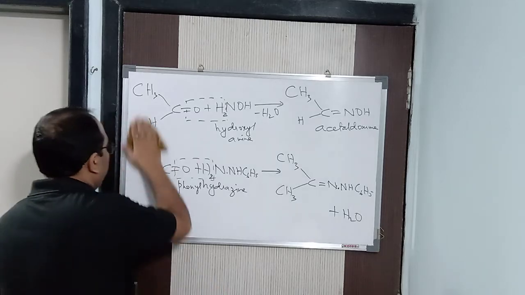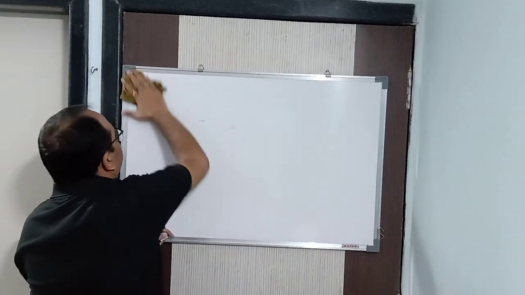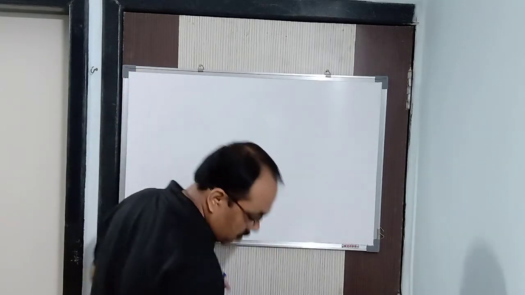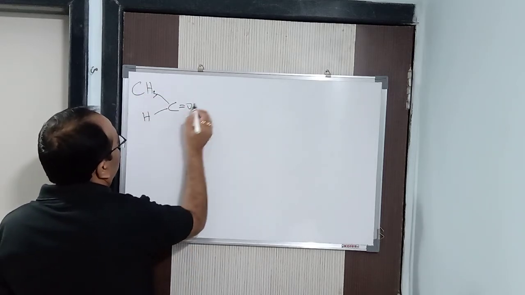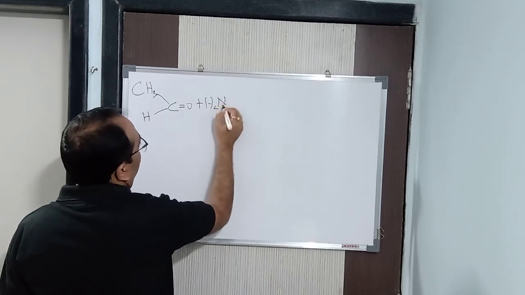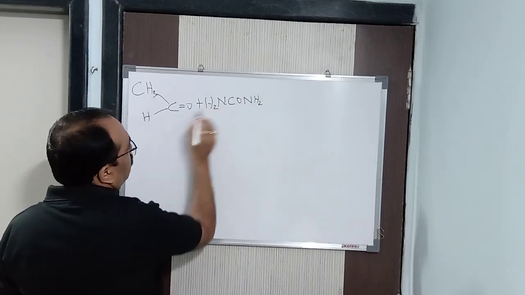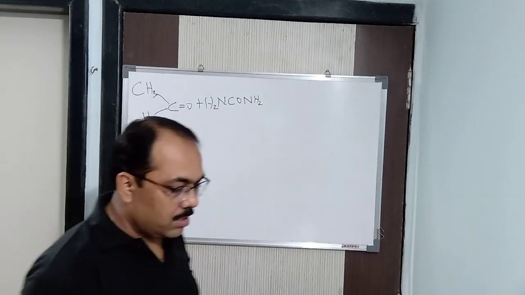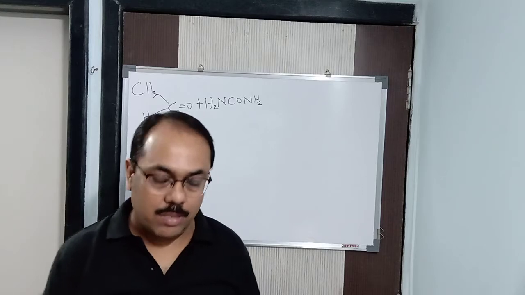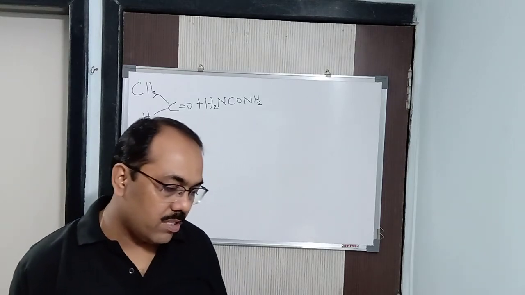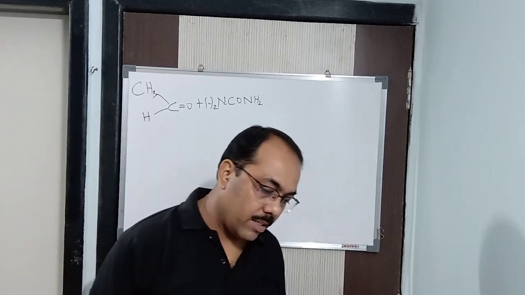Same thing. Next we will see the reaction with semicarbazide. Now CH3CHO plus H2N CONH2. What I did? H2N CONH2. That is, what is that I said? Semicarbazide. It is nothing but semicarbazide. We can say that. H2N CONH2. That is semicarbazide. Now, what is going to happen with semicarbazide?